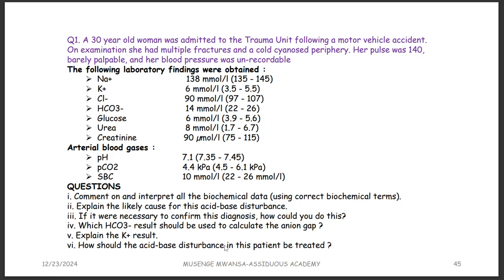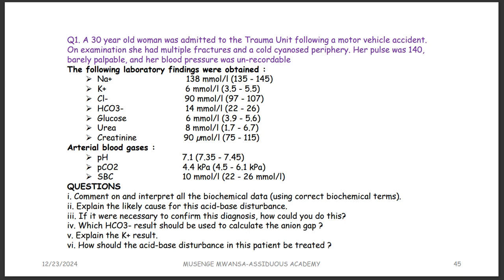How would the acid base disturbance in this patient be treated? This is metabolic acidosis. How can we treat it? Anyone that would want to help? Remember, the question is saying this patient also had a motor vehicle accident, with fractured ribs and multiple fractures. So what you want to look at first is, because this is acidosis, normally in these conditions people have lost a lot of water, right? So you want to rehydrate and treat the physical injuries that you can see. You can also give bicarbonate therapy, but remember to be very careful in giving bicarbonate therapy. But that's not the major one.